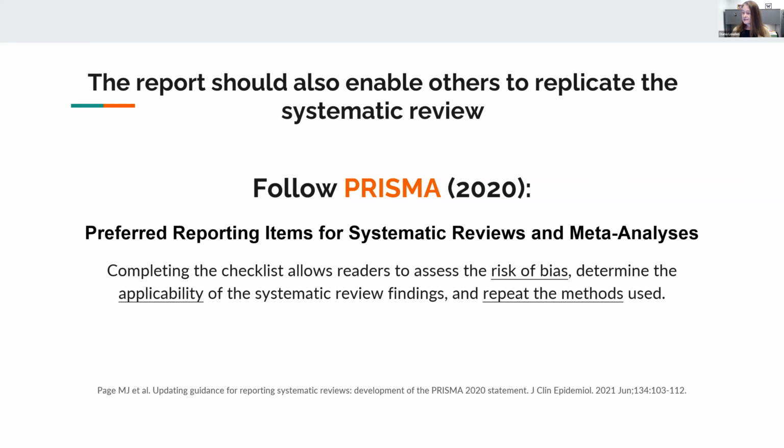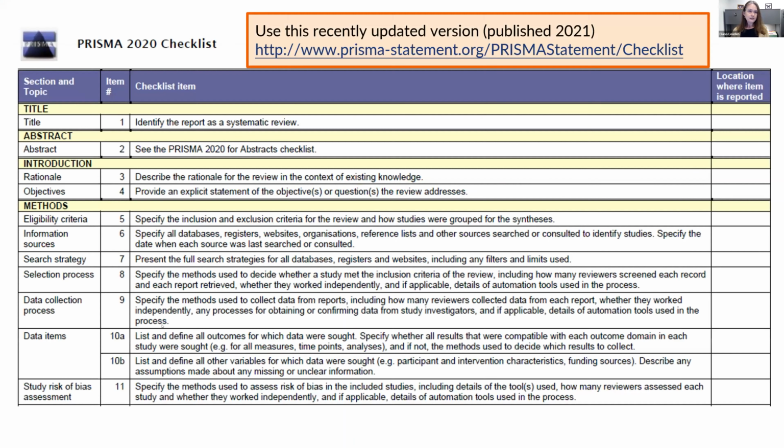And the main thing they do is they let the reader assess the risk of bias in the review. They let the reader determine how applicable the research findings might be to their situations, and they provide the details to let someone else replicate the review. So this is the PRISMA 2020 checklist.